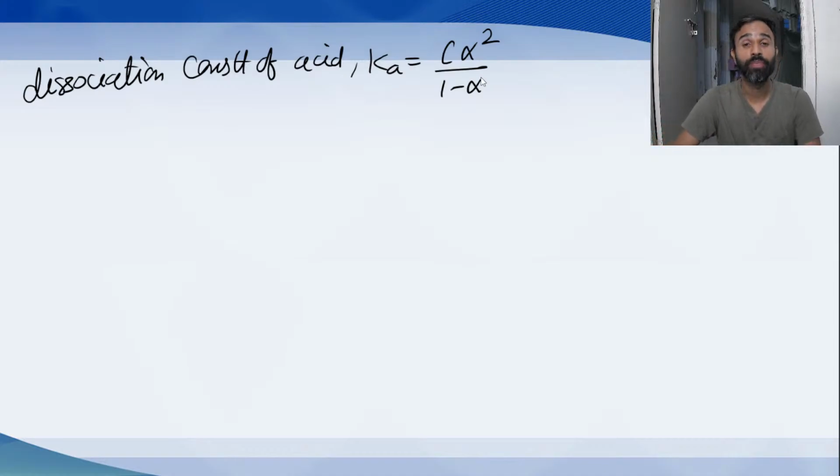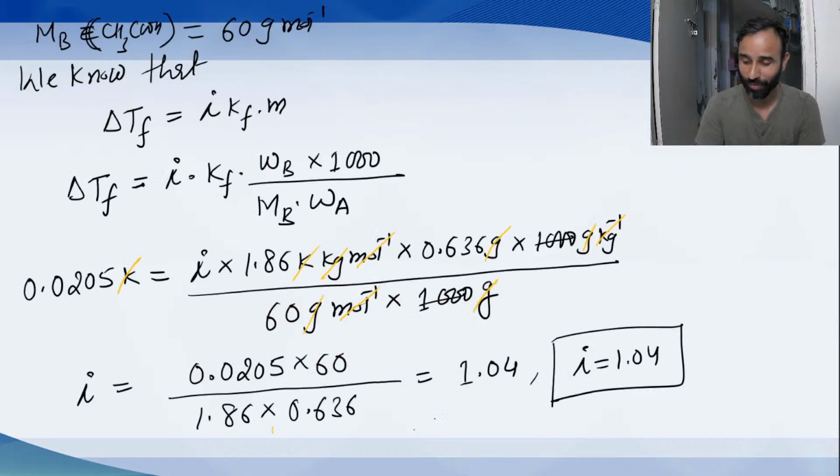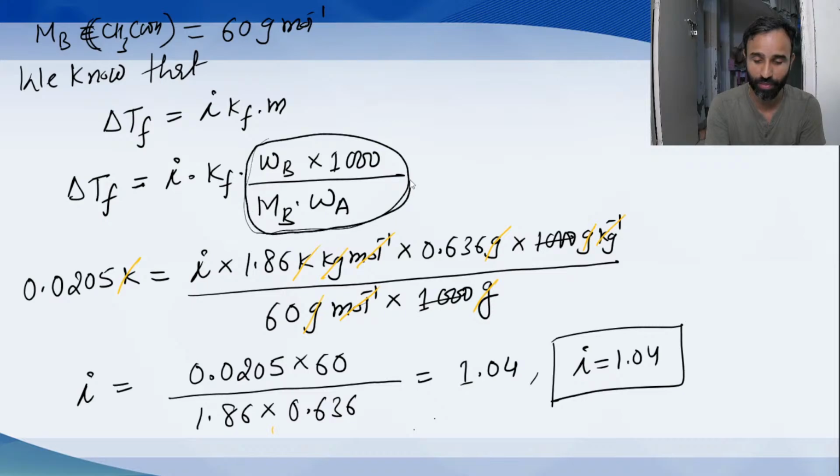Thank you, Sanskriti. C alpha square over 1 minus alpha. So here we need C. And we made one mistake with these values we have taken. If we calculate this separately, then our calculation becomes somewhat simple.